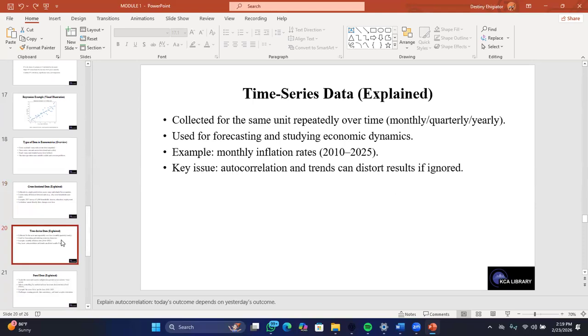What about time series? This is data collected for the same unit repeatedly over time, one unit. It is used for forecasting and studying economic dynamics. An example is monthly inflation from 2010 to 2025. The key issue here is that autocorrelation and trends can distort results if ignored.